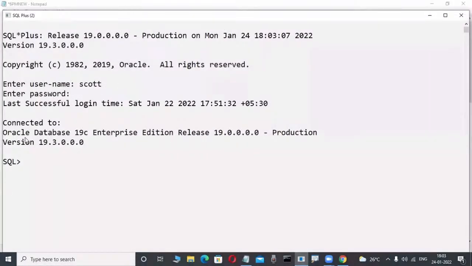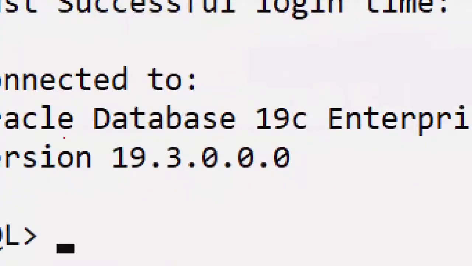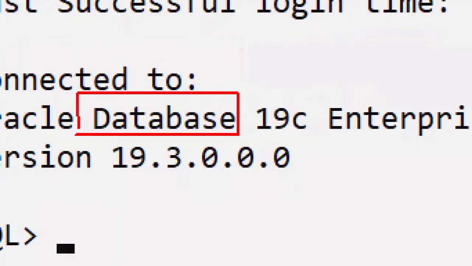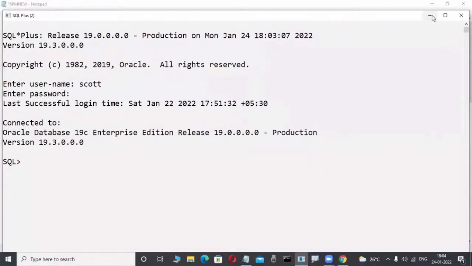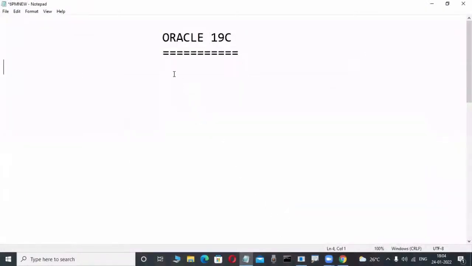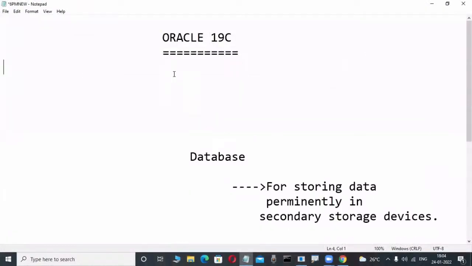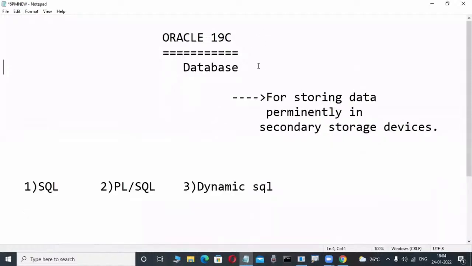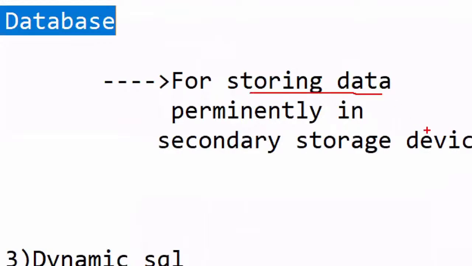Oracle is a product from Oracle Corporation. What type of product is that? A database product. What is the purpose of database products? Either Oracle, SQL Server, or DB2, so many products are there. The purpose of these database products is storing data permanently on hard disk, in secondary storage devices, but not only storing, also efficiently retrieving the data.